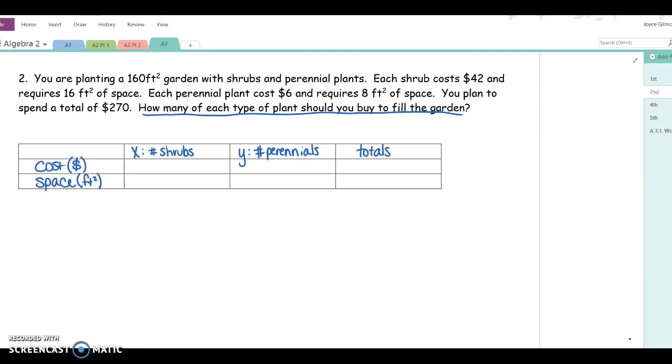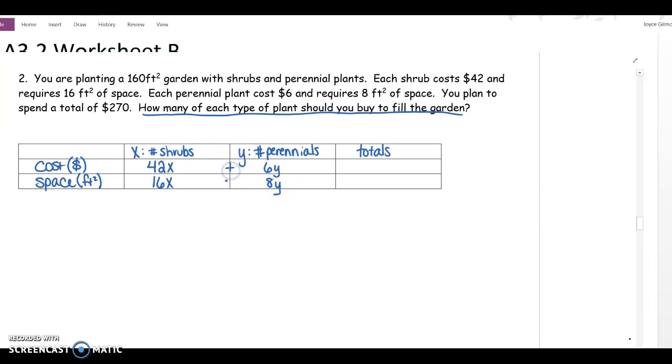So the other two things being described in here are, for each plant, the cost of the plant and the amount of space that it requires. So those are the other two rows. So shrubs. The shrubs cost $42 per shrub, so 42x. The shrub requires 16 square feet of space, so 16 square feet per shrub. The perennial costs $6 per plant, and requires 8 square feet of space per plant.